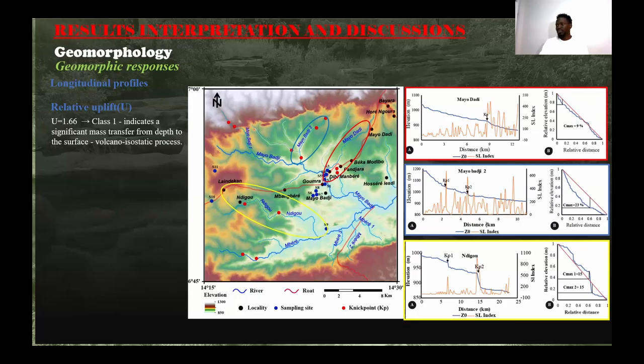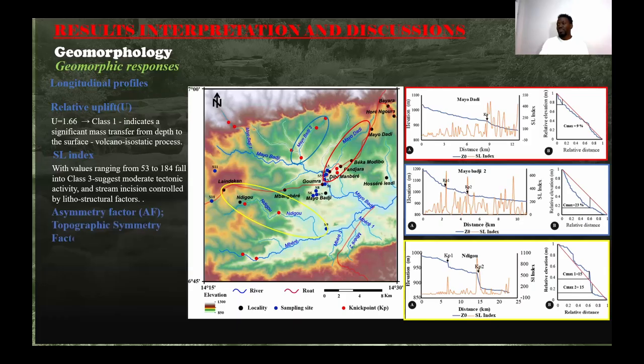1.66, belonging to class 1, indicates a significant mass transfer from depth to the surface, which may be related to a volcanic isostasy process. The stream-length index, with values ranging from 53 to 184, falls into class 3, and suggests moderate tectonic activity and stream incision controlled by lithostructural factors.